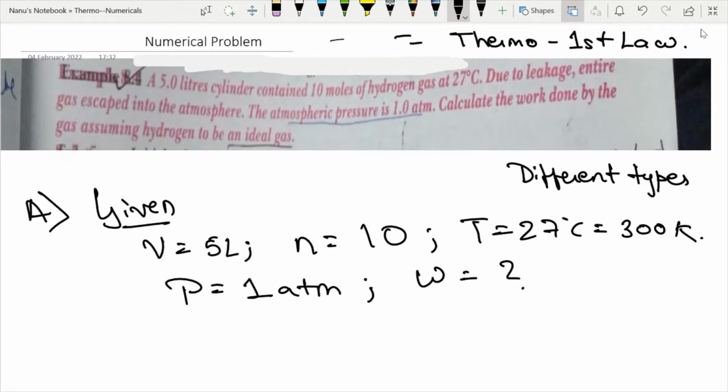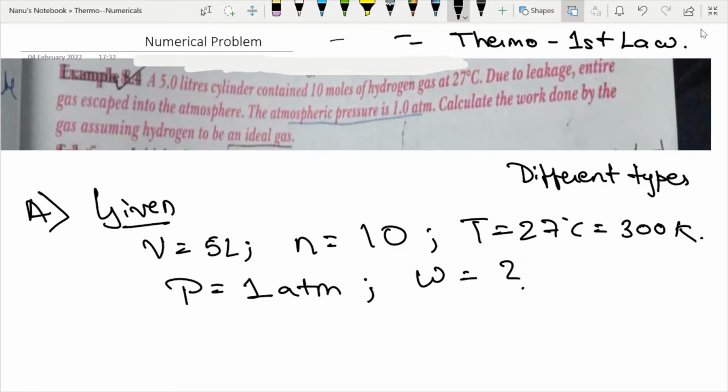So let us read it again and try to understand what it is. Sometimes you read the question and don't understand what's happening, so you just read it again and try to understand. Many times it happens with me that reading the question 2-3 times helps me to understand the question and solve the question actually. So let us read again. A 5-liter cylinder had 10 moles of hydrogen at this temperature. Due to leakage, the entire gas escaped into the atmosphere, and the pressure was at 1 atmosphere.